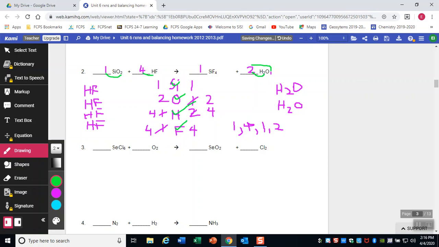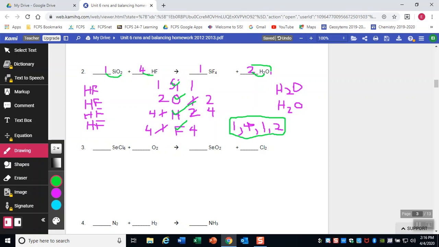That is a very, very important step because you can see how changing one thing changes other things, and it's easy to make a mistake. So that is that, and this would be my final answer if I'm just looking at the coefficients.